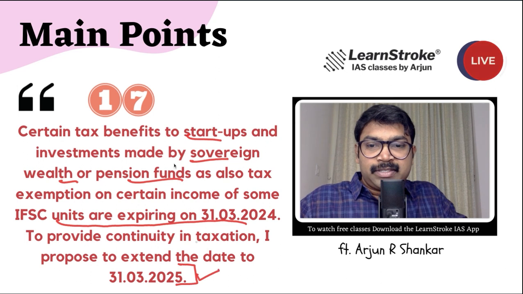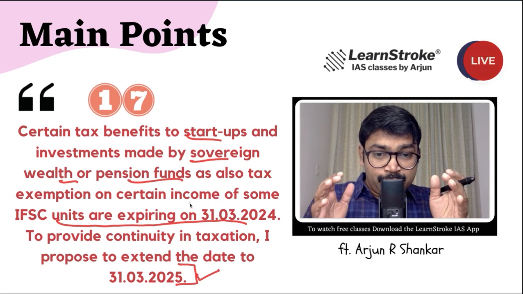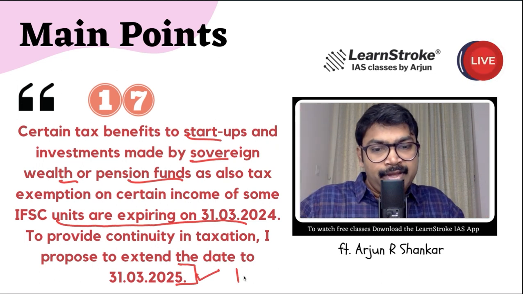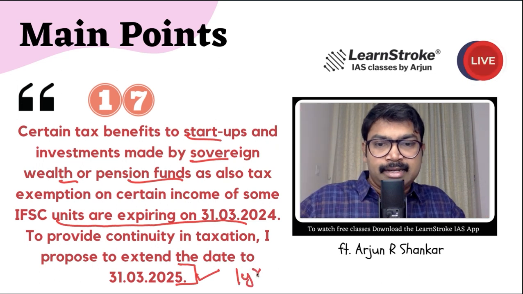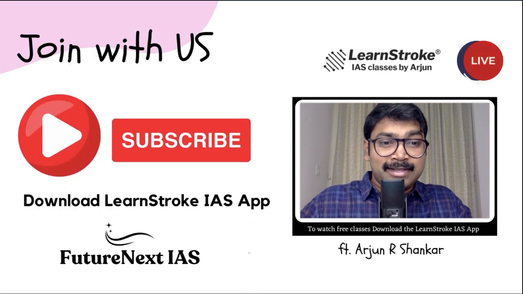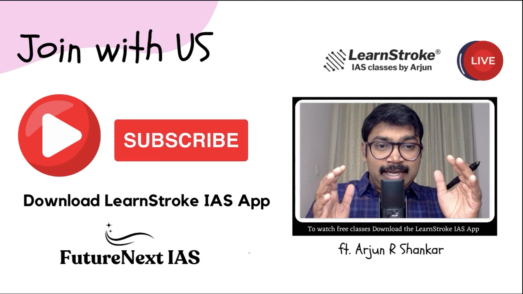So for startups and investments made by sovereign wealth or pension funds, there was a tax exemption which was supposed to expire. This has been extended by one year. We have increased that date for you. So these are some of the most important points that we have to discuss in this income and expenditure analysis. I hope it was easy to understand this.